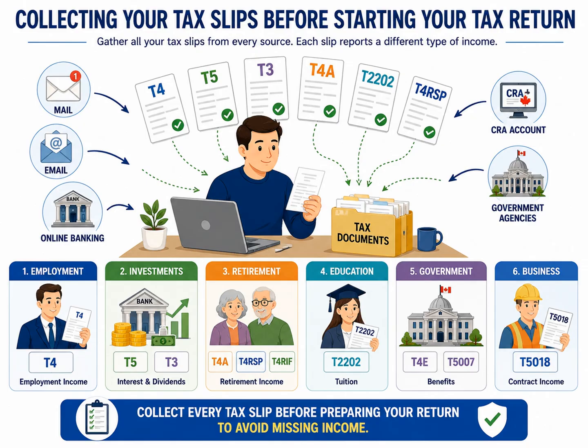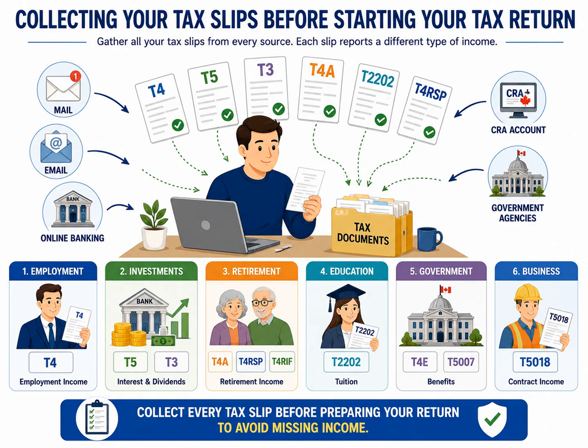If you're a student, your educational institution may provide a T2202 tuition slip. Contractors and self-employed individuals may also receive business-related slips, such as the T5018. Today, these slips may arrive in different ways. Some are mailed to your home, some are sent by email, and many are available electronically through your CRA My Account or your financial institution's online portal.